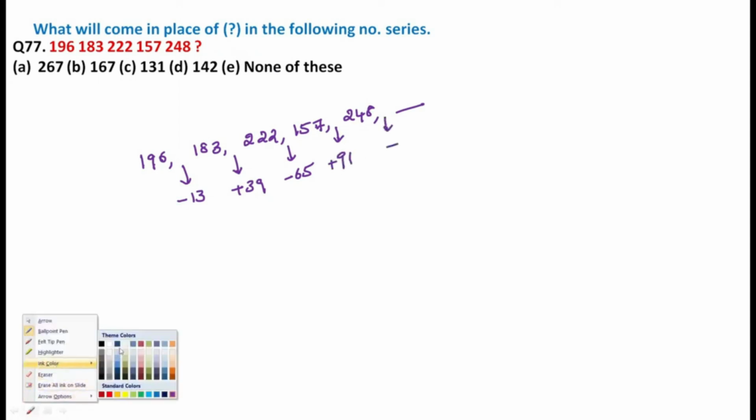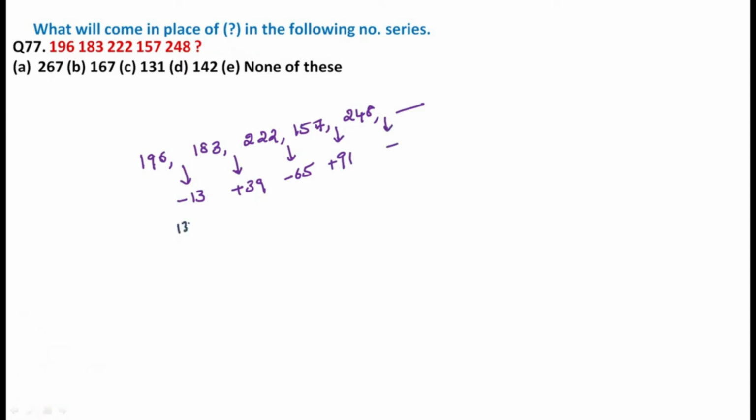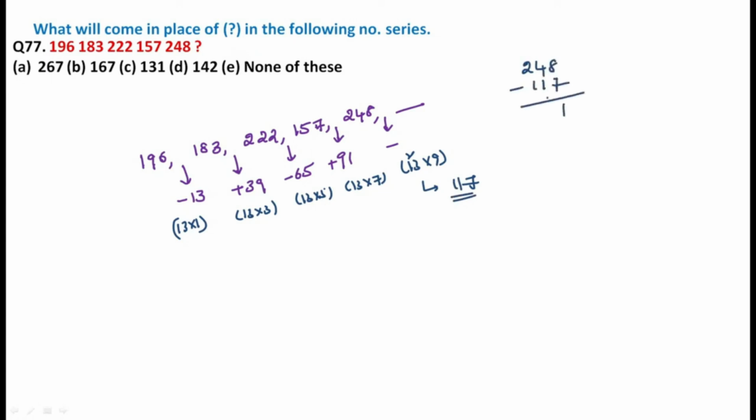Alternative approach: if you observe all the terms, they are 13 into 1, 13 into 3, 13 into 5, 13 into 7, and the next value is 13 into 9. So we need to subtract: 9 threes are 27, 9 ones are 9, so 117. Then 248 minus 117 is 131.